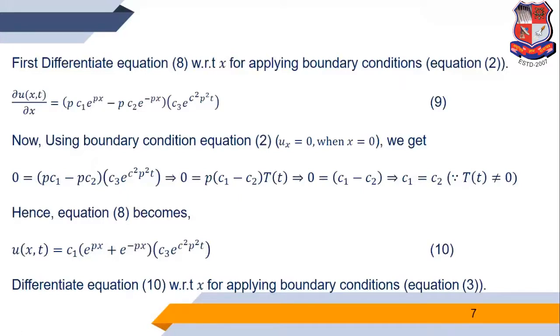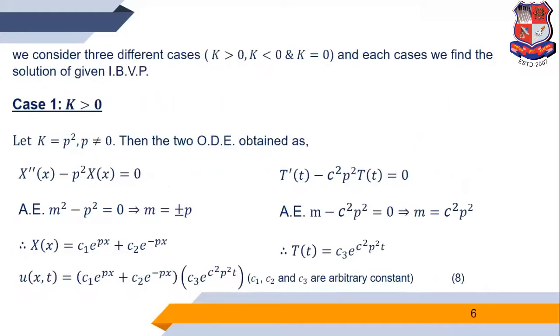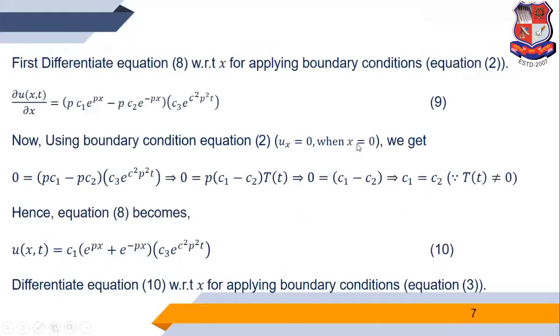First we differentiate equation 8 with respect to x. So ∂u/∂x is equal to p c1 e^(px) minus p c2 e^(-px). This term is as it is.